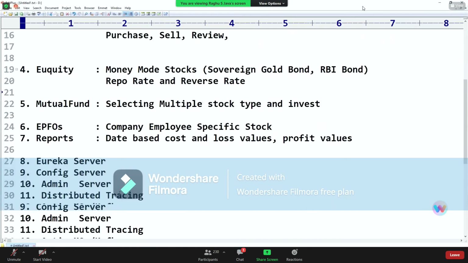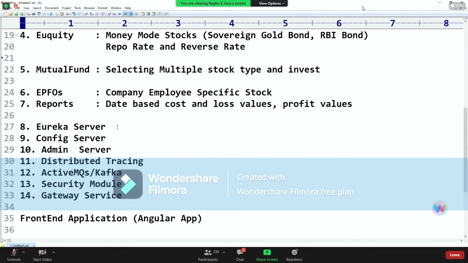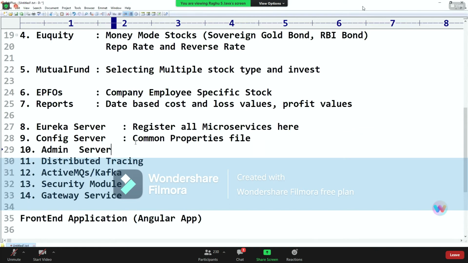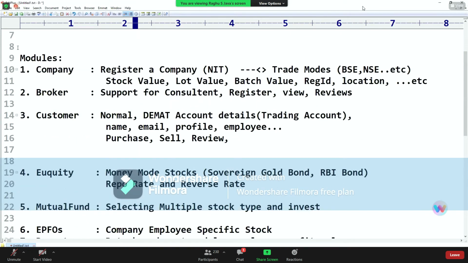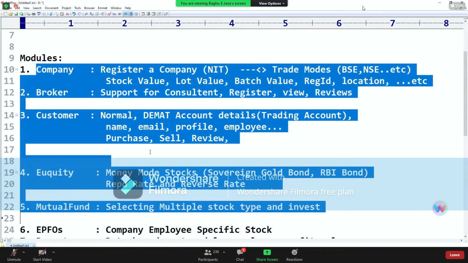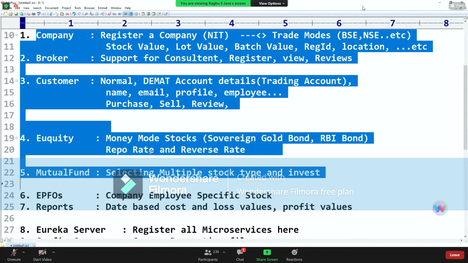These are normal servers here. Register all microservices here. Second one, config server. We can write some common properties there. Third one, admin server. Are these started or not? Are these running or not? We have to visualize always. Admin server, actuator visualization.